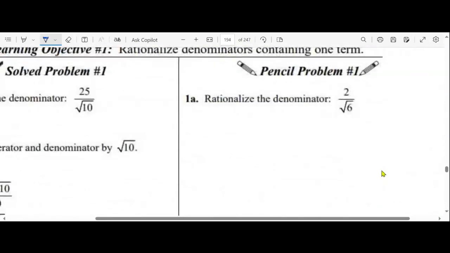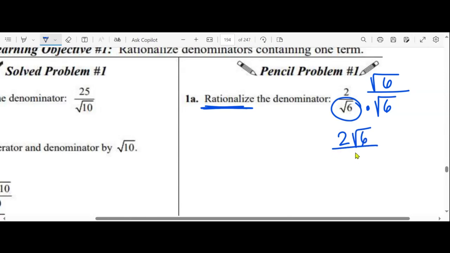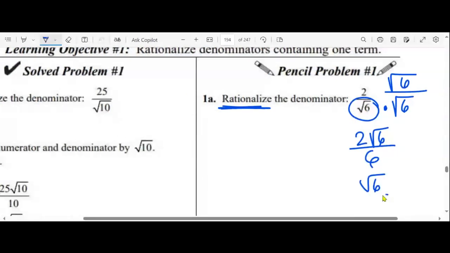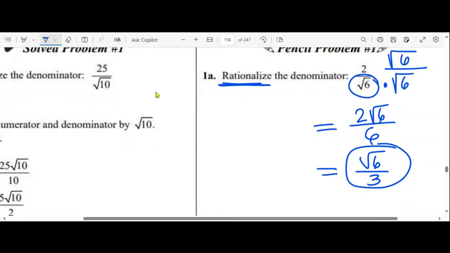Now we'll come to rationalize the denominator. Are you allowed to keep a square root in the denominator? No. So I have to multiply by square root of 6, the same thing on the top and bottom, right? Yes. So what's your final answer? 2 square root 6 over 6. And simplify this, it becomes what? Square root 6 over 3. Yep. Easy?